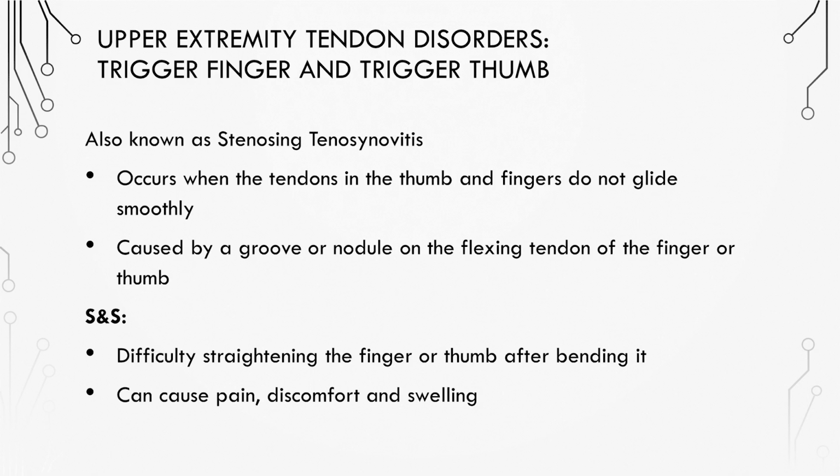This is a condition where the tendon's smooth gliding through the tendon sheath is compromised, leading to the tendon catching in the sheath. The primary cause of this condition is the formation of a nodule on the flexor tendons of the fingers and thumb. This nodule catches while gliding through the tendon sheath, causing difficulty or even an inability to straighten the thumb or the fingers post-flexion. It's also associated with pain, discomfort, and swelling. However, it's possible for this disorder to manifest without pain.